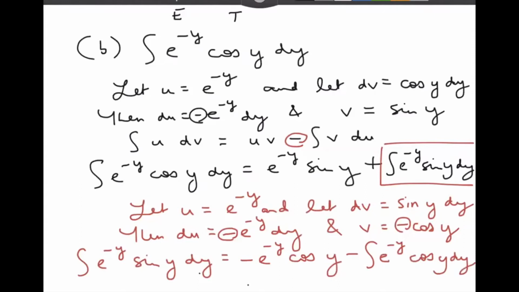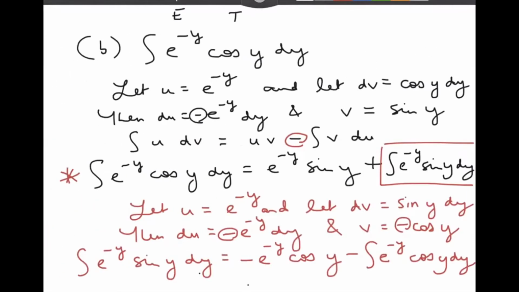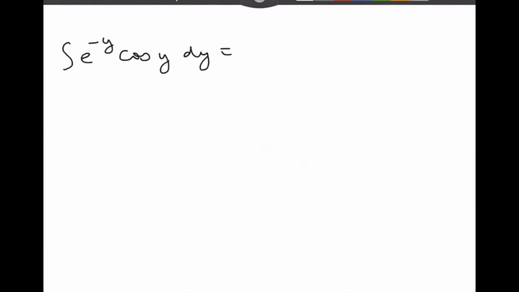All right. And at this point, you might be scratching your head. I was literally just scratching my head just now. Because it kind of seems like we're going around in circles, doesn't it? So let's see where we are. Remember, this was the original problem. So now let's substitute what we have for the red integral. We have integral e to the negative y cosine y dy is equal to e to the negative y sine y.